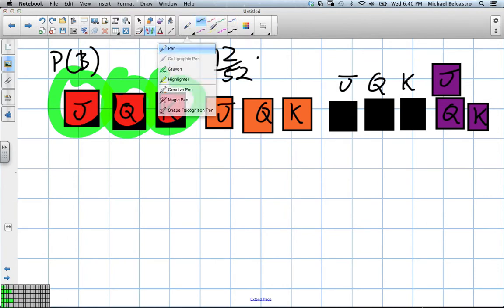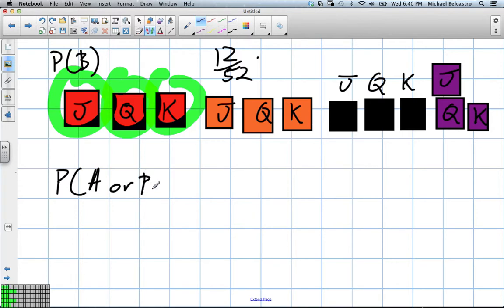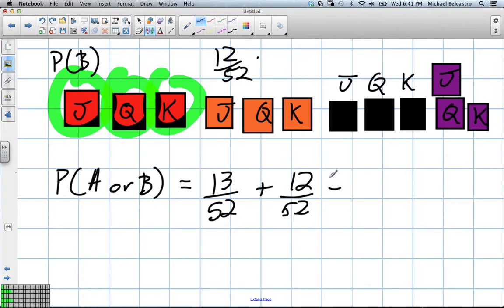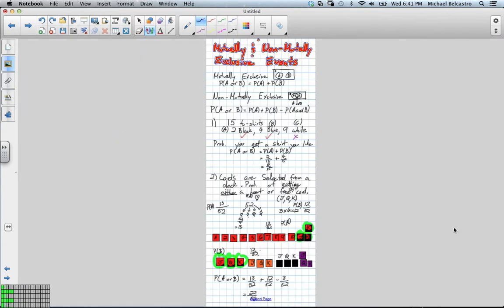So in other words, our probability of event A or B happening is the probability of A, which in this case was 13 out of 52, plus the probability of B, which is 12 out of 52, but subtract A and B. How many is that? 3. Yeah, there are 3 cards. Subtract 3 out of 52. So we take 3 away from the 12, that gives us 9. 9 plus 13 is 22. So our probability of those two events happening is 22 out of 52.